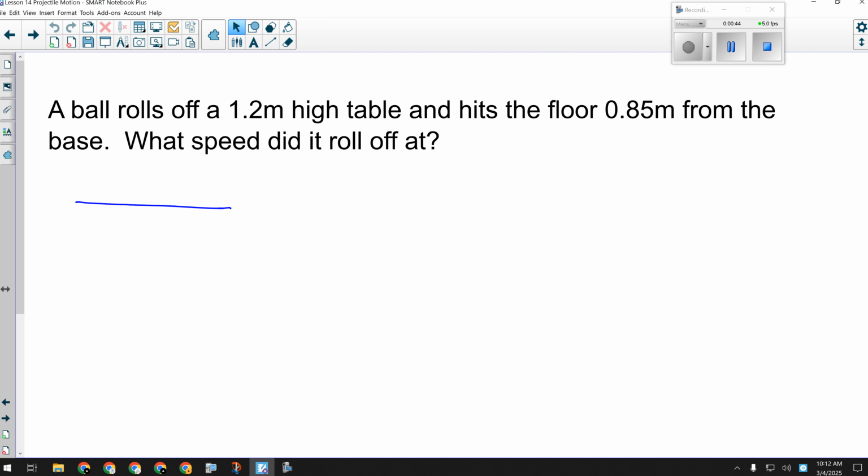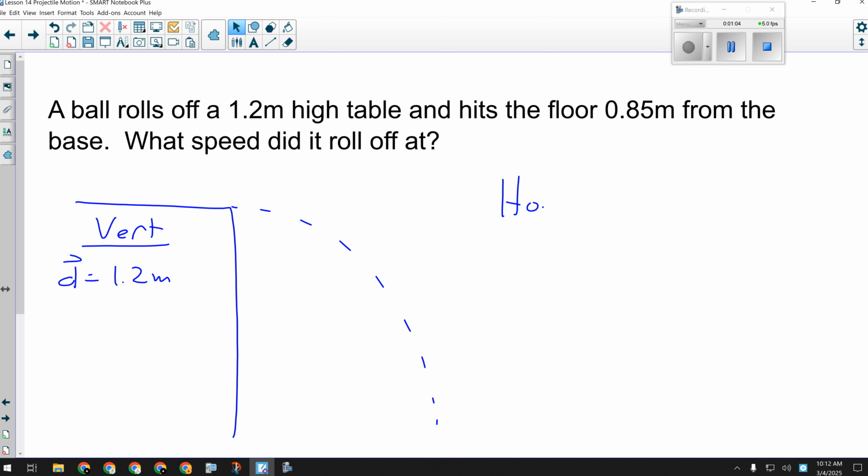So what we have is a ball that rolls off of a table. So it's going to do this. Okay, it's going to follow that arc that we saw yesterday. We know that vertically speaking, it is going to fall 1.2 meters because that's how high the table is. Okay, horizontally speaking, we know that it hits the floor 0.85 meters from the table. Okay, so that's its horizontal displacement.